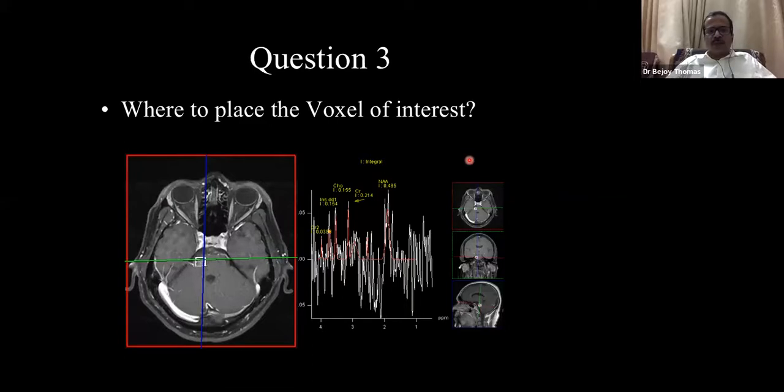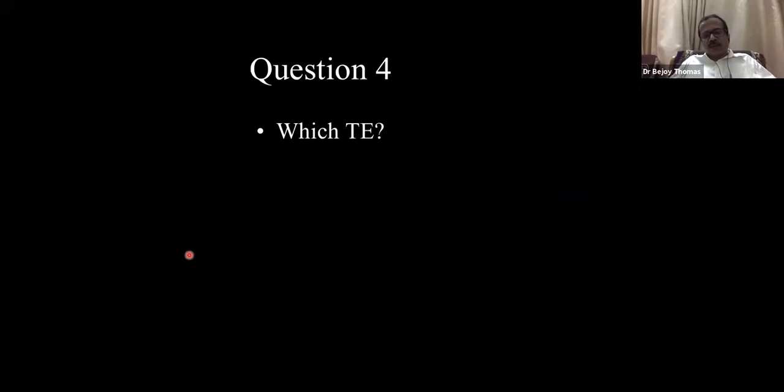The third question is where to put the voxel of interest. I've told you that when you keep it very close to the bone, or when there is blood or susceptibility areas, you are not going to get a good spectrum. The area of interest should be in the center part of the spectral voxel, so that you get a very good spectrum, and the outer shimming region is not covered in this voxel of interest.